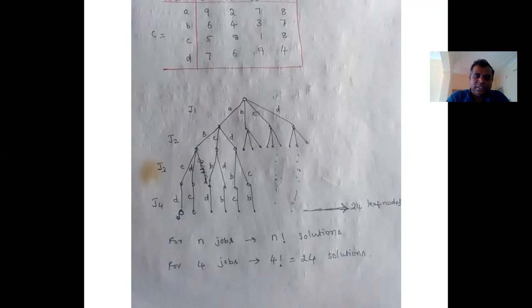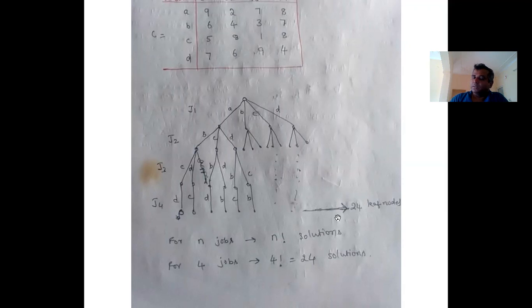If job 1 is assigned to person A, the remaining jobs are job 2, job 3, job 4, and the remaining persons are B, C, D. If job 2 is assigned to B, the remaining options are persons C and D for jobs 3 and 4. If job 3 is assigned to C, the remaining assignment is job 4 to person D. So this is one solution. Like that, we will get 24 solutions for 4 jobs and 4 persons.